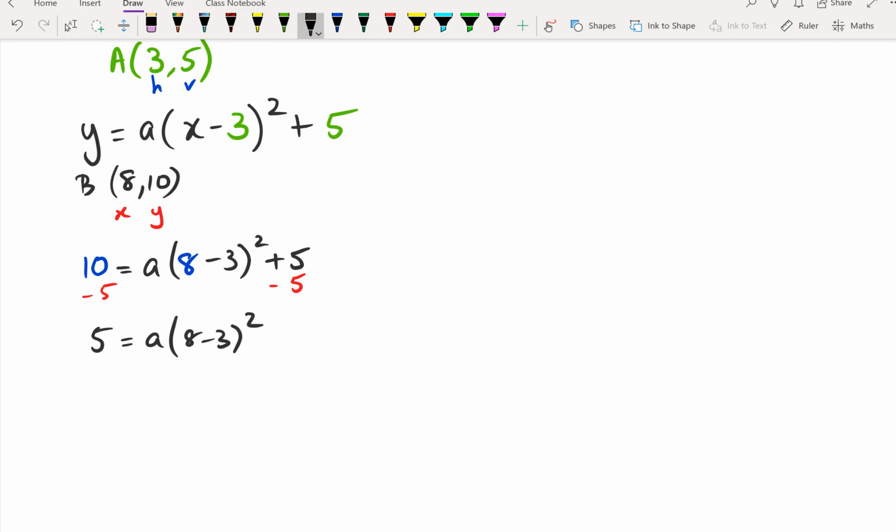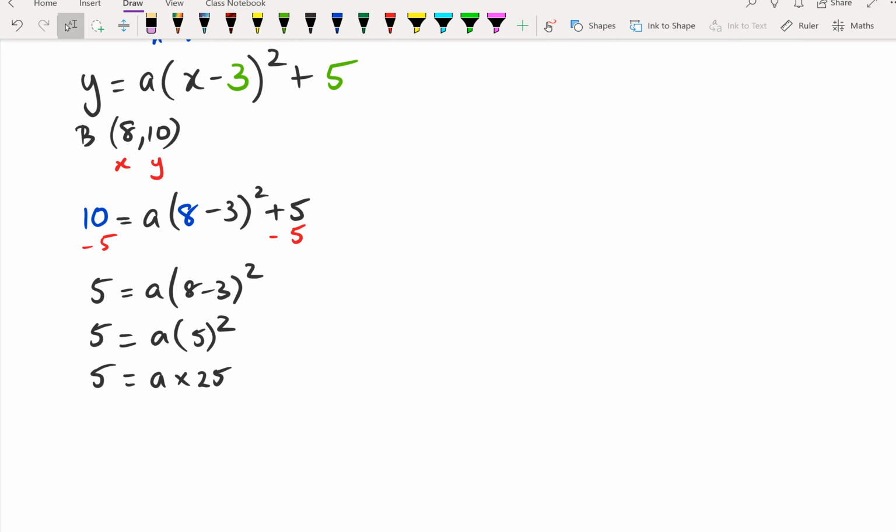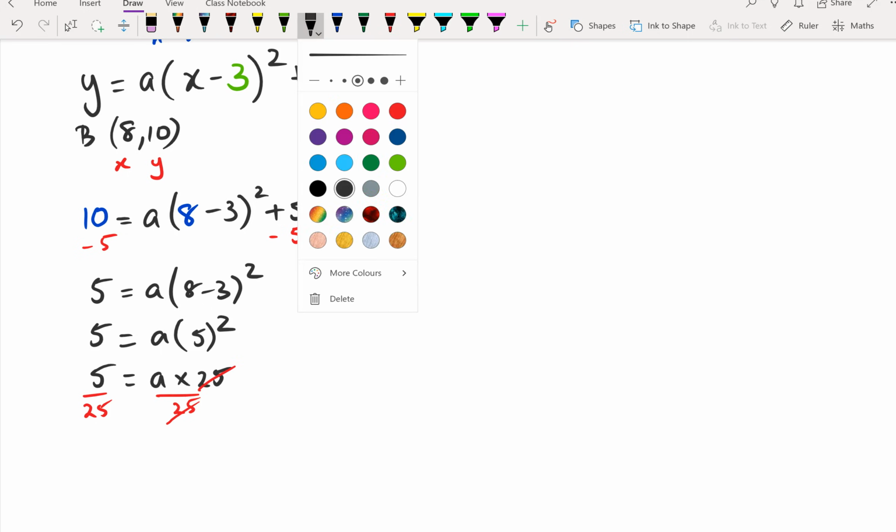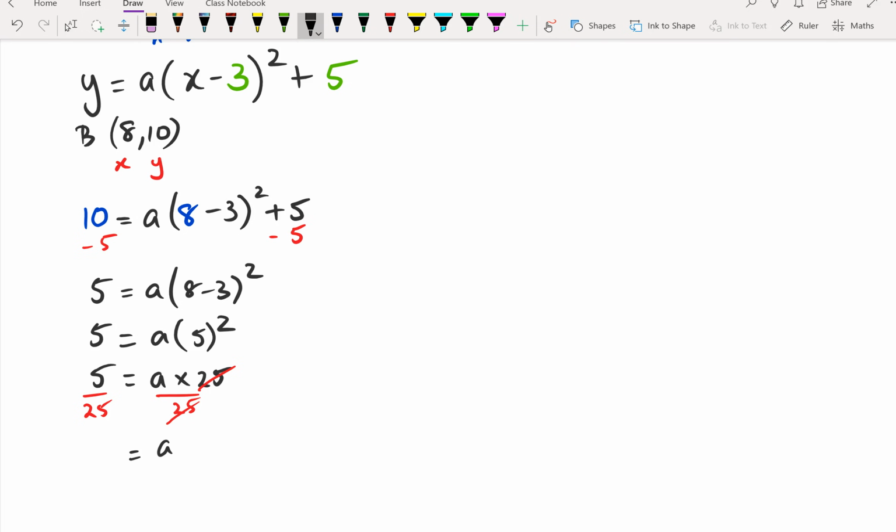Next thing I've got is 8 minus 3 squared. 8 minus 3 is 5, so I'm going to get 5 squared. And of course 5 squared is 25, so I've got 5 equals a times 25. At this point, I always want to have a by itself, so I'm going to divide both sides by 25. When I do that, both the 25s cancel out on the right-hand side. And I've got a equals 5 over 25 as my final answer. I think that's going to be 0.2.